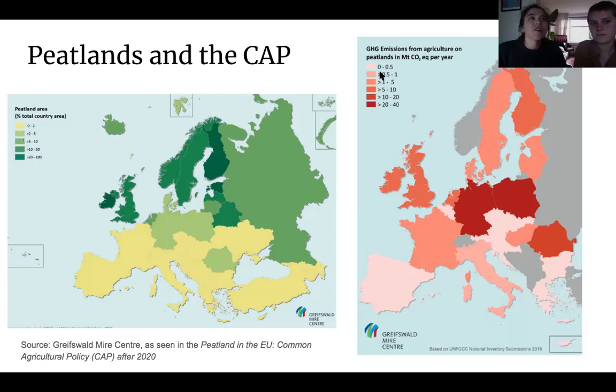So these are a few ways that we think that peatlands and paludiculture can be better dealt with in the CAP. And there was a position paper written by Greifswald Mire Centre, the National University of Ireland, and Wetlands International, that lays out some very specific demands. And I think somebody will add it to the chat in a second. And this is something that we agree with.